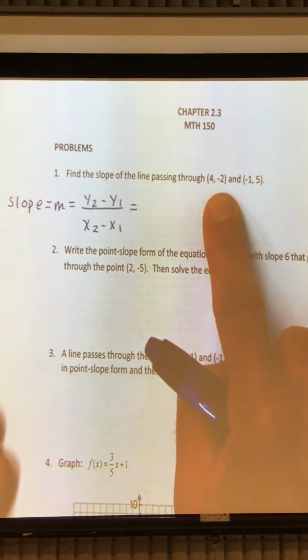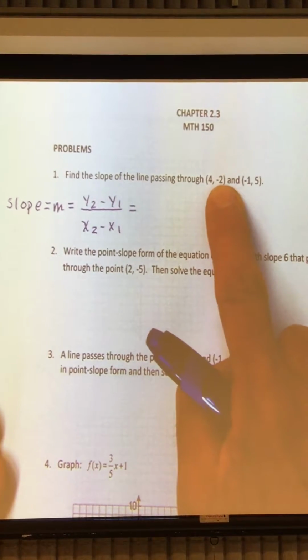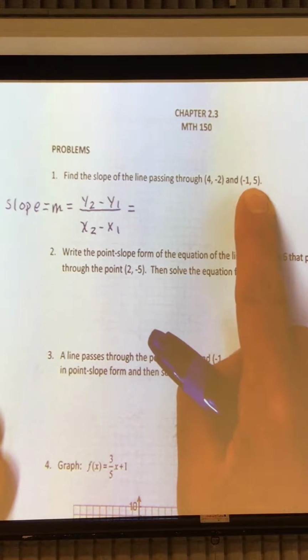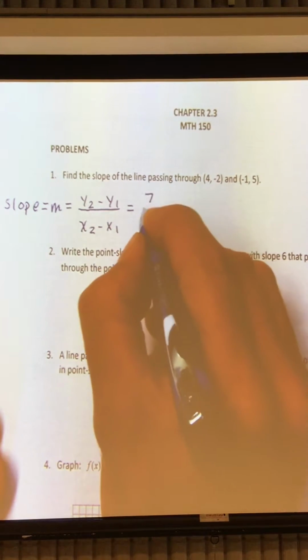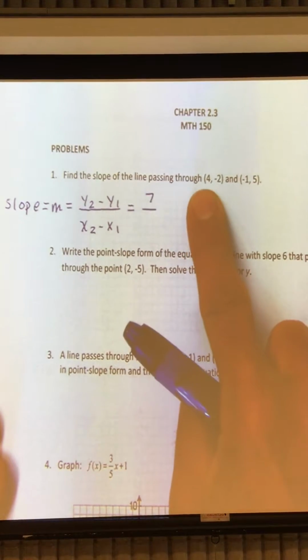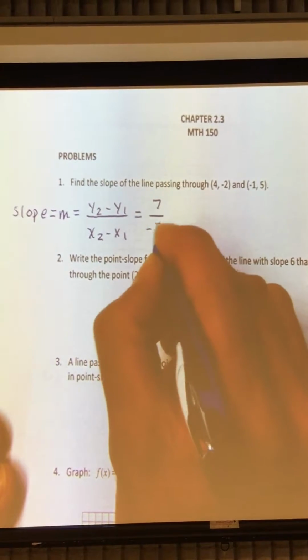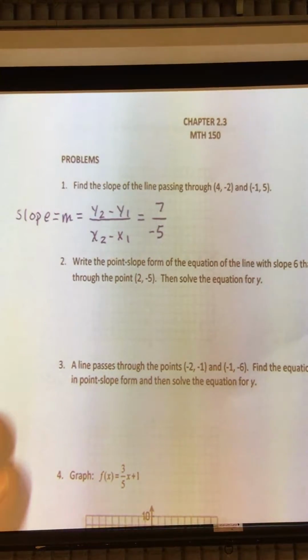If we visually look at the 2 points, the y values undergo a change from -2 to 5, which is an increase of 7, and the x values undergo a change from 4 to -1, that is a decrease of 5, so the slope is -7/5.